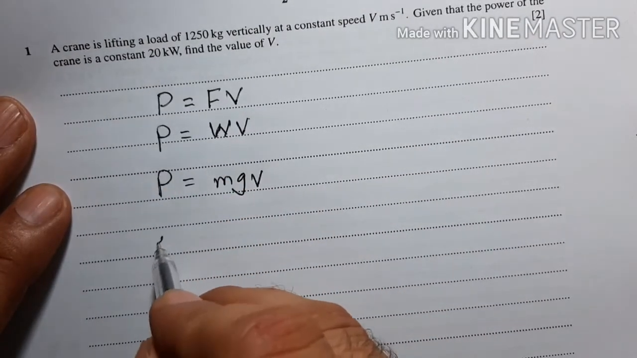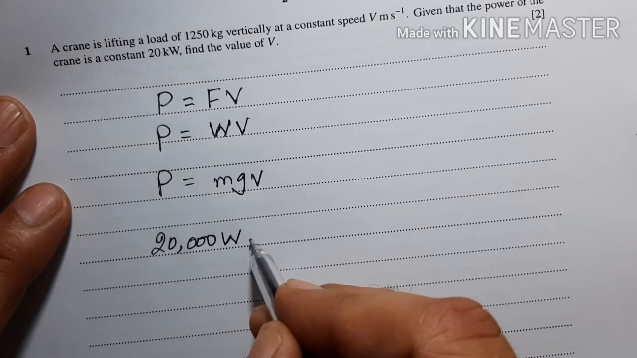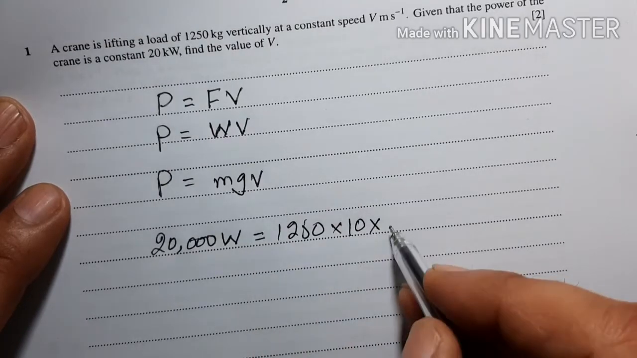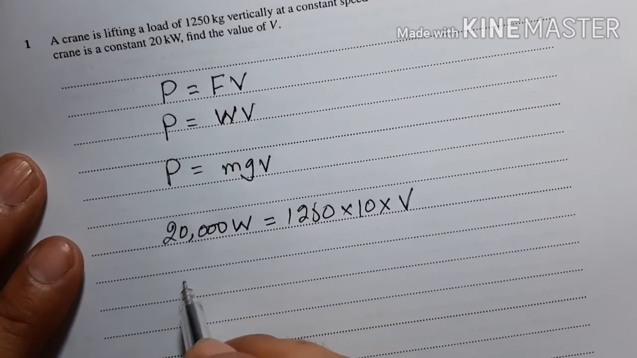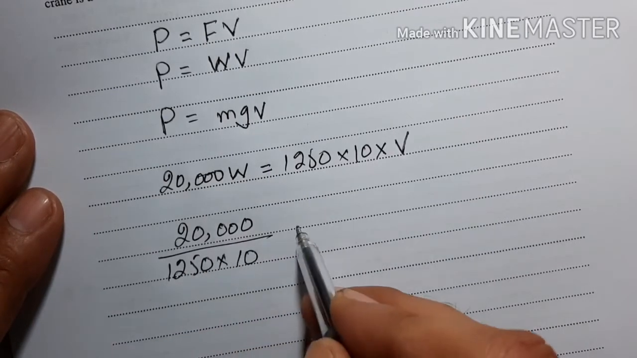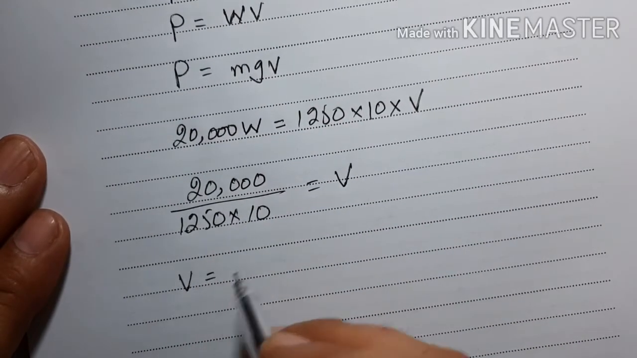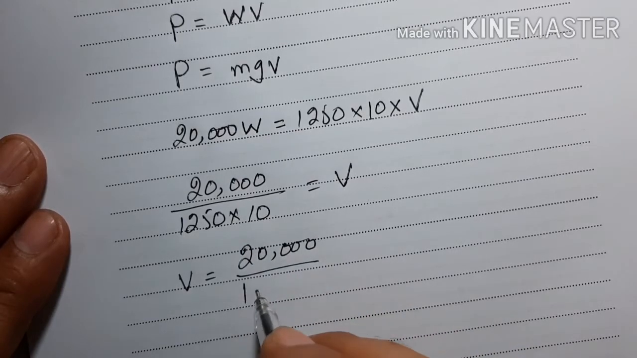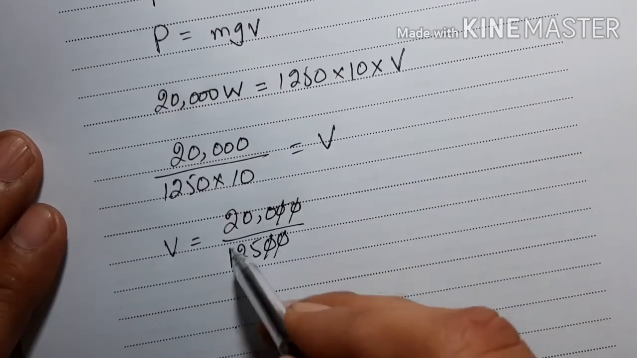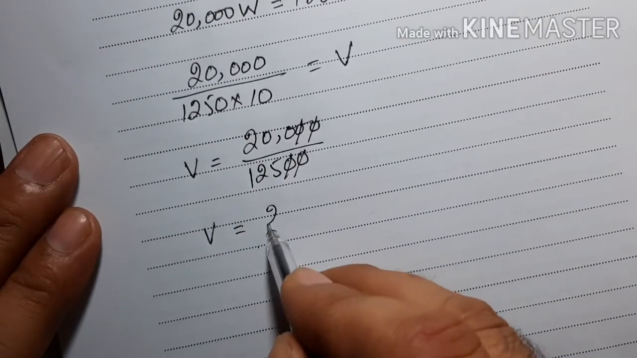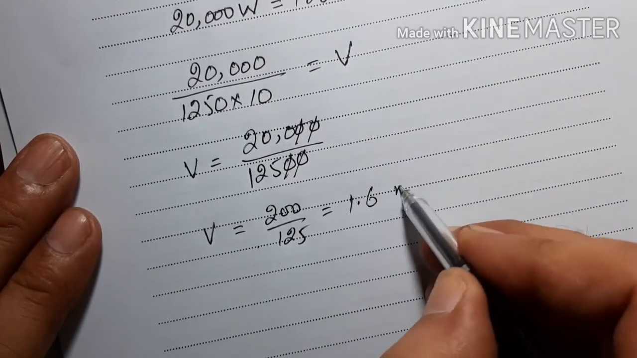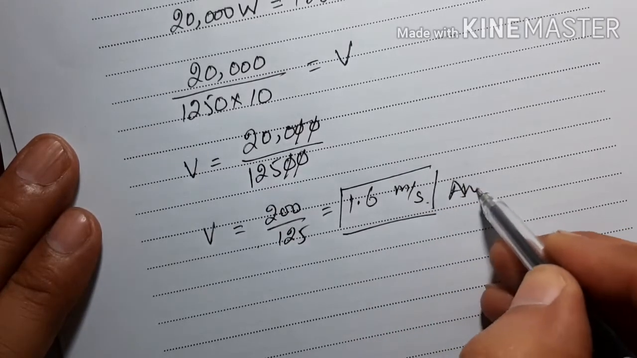P is 20 kW, which means 20,000 watts. And m is 1250. g is 10, gravitational acceleration, and v we are going to find. So this can be written as 20,000 over 1250 into 10 is equal to v, or v can be written as 20,000 over 12,500. So these two zeros will be cancelled. So v is equal to 200 over 125, which is 1.6 meters per second. This is our answer of question number 1.